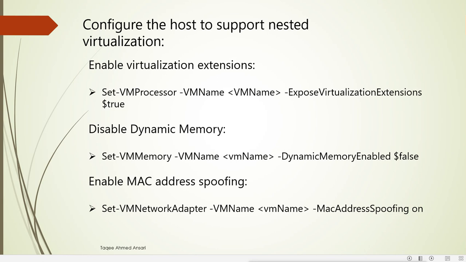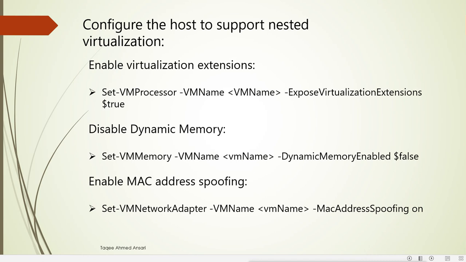We can do it from the PowerShell also, and we can do it from the virtual machine setting also. We can do it from PowerShell by running the Set-VMMemory command with the name of the virtual machine and disable the dynamic memory feature, set it false. Then also one more option, the MAC address spoofing, we have to disable, and this we have to disable from the network adapter setting.